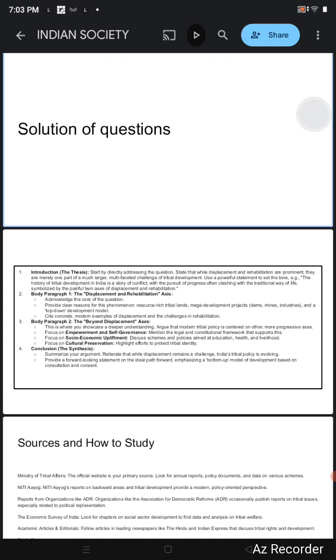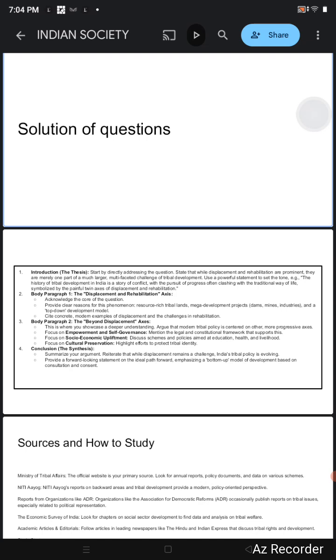Here we are looking at a different angle as well, not just the negative but also some positive initiatives that the government is taking. Focus on empowerment and self-governance. Mention the legal and constitutional framework that supports this right: the Forest Rights Act, the 5th Schedule, and the 6th Schedule.